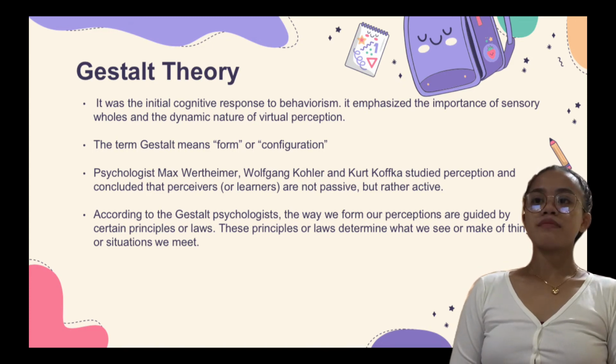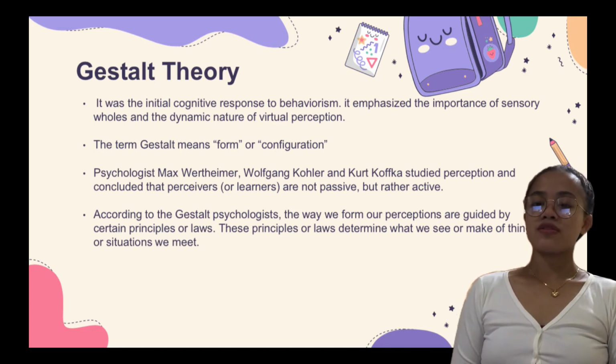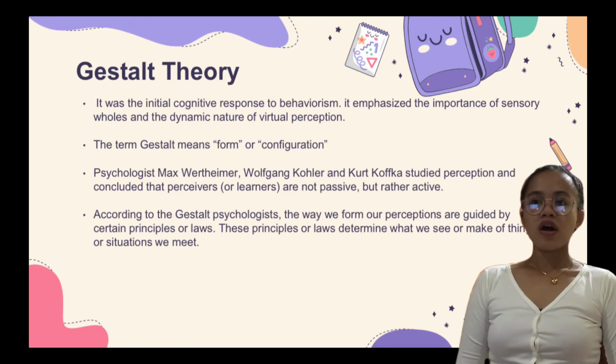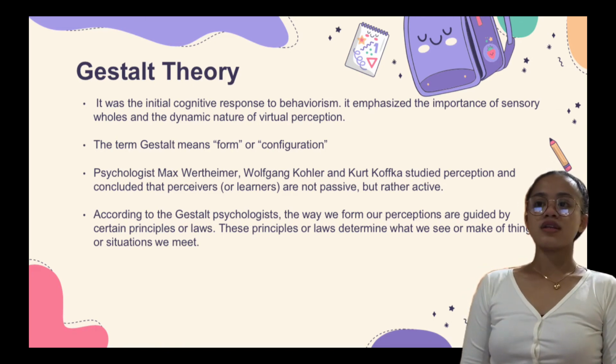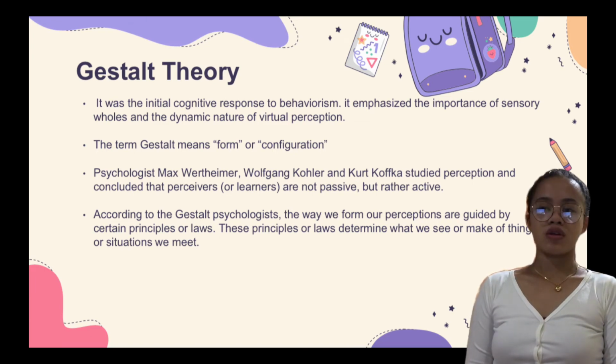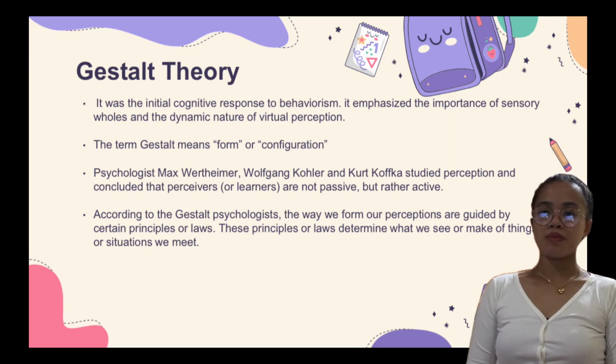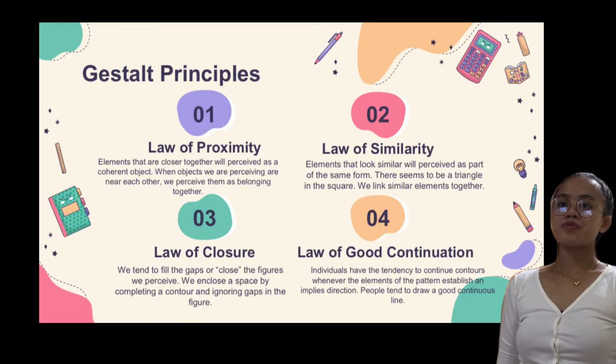Psychologists Max Wertheimer, Wolfgang Kohler, and Kurt Koffka studied perception and concluded that perceivers or learners are not passive but rather active. So according to Gestalt psychologists, the way we form our perceptions is guided by certain principles or laws. These principles or laws determine what we see or make of the things or situations we meet. There are 6 Gestalt principles.